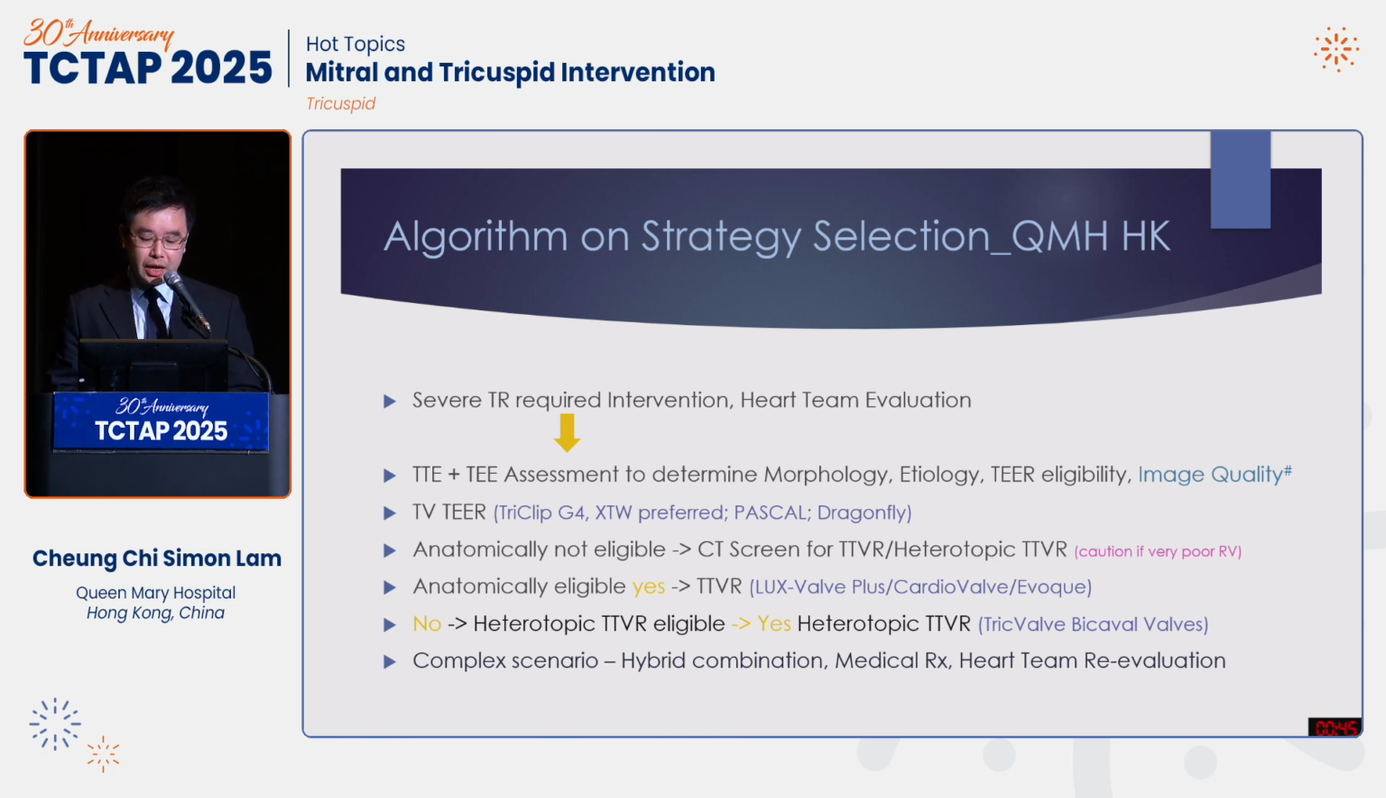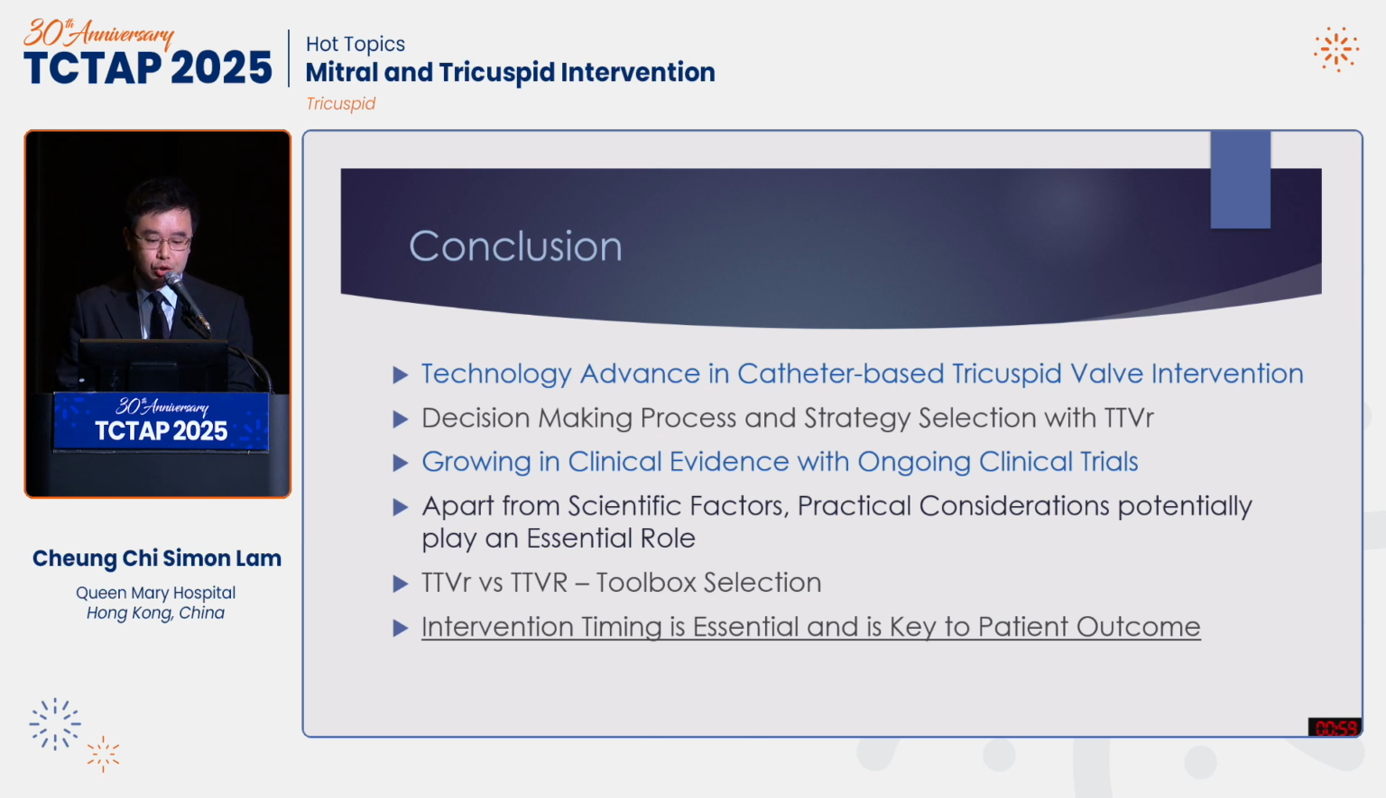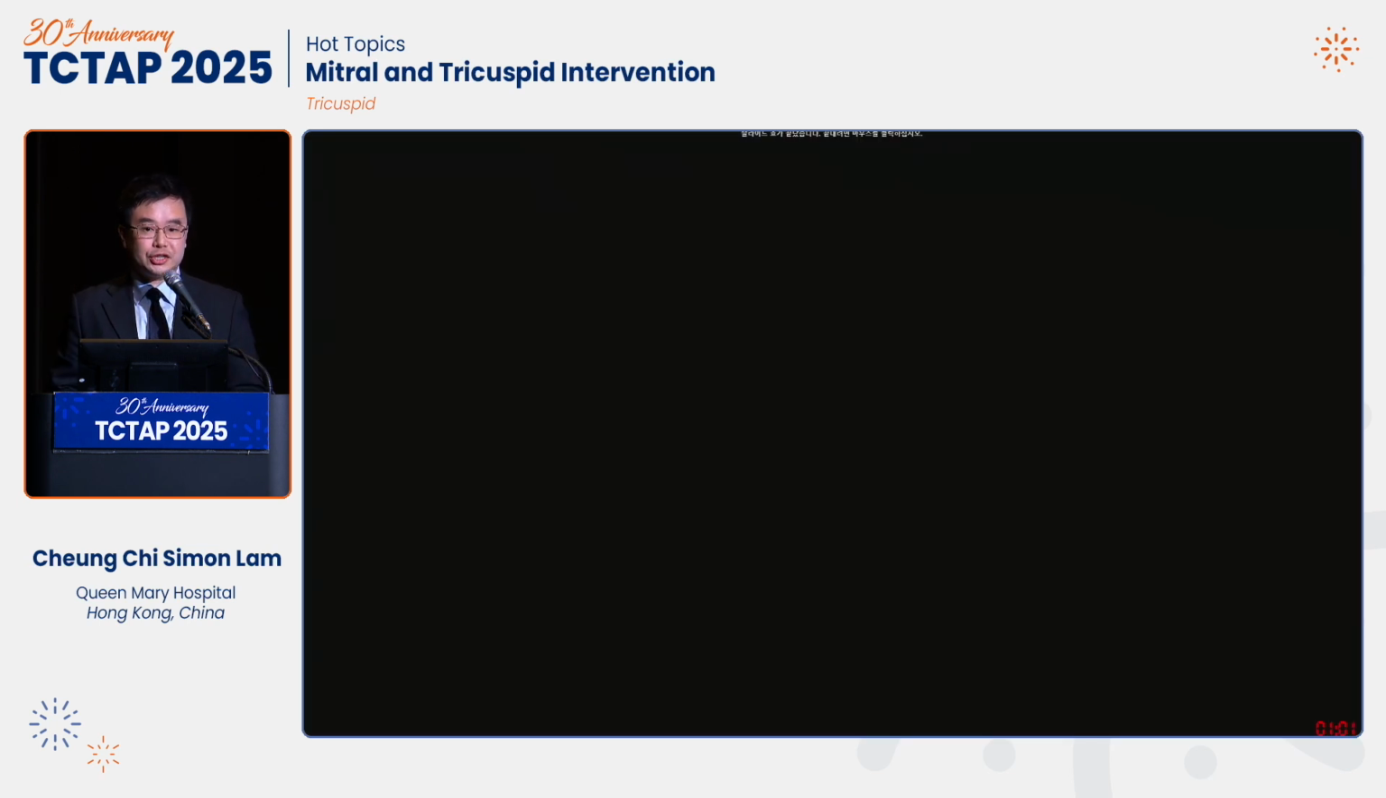And if the patient had a clip already in place, we'd assess whether they would affect the TTVR in terms of anchor positioning. If not, then I think combination of HLH repair plus heterotopic bicaval valve implant is also an option. So thank you very much for your attention.